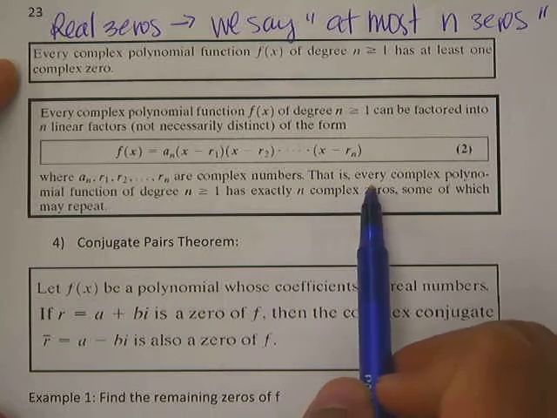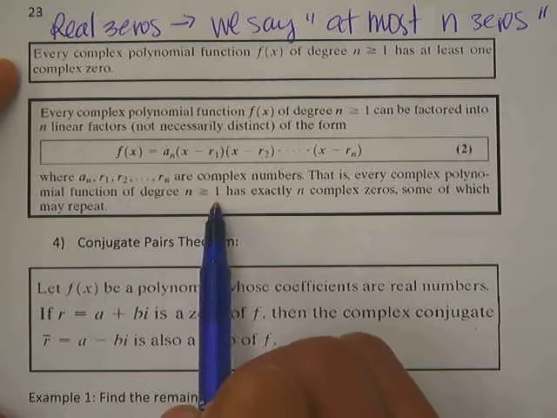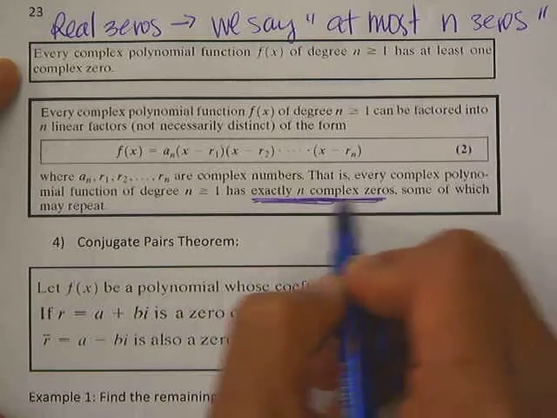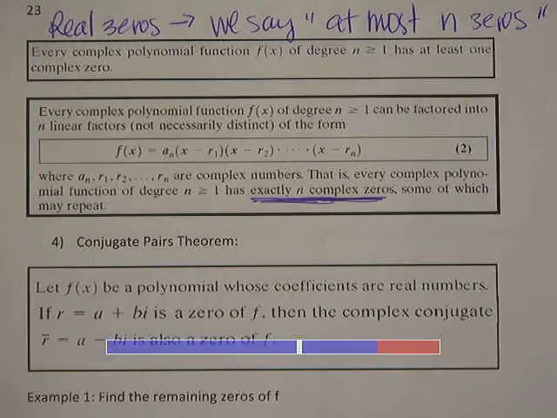That is, every complex polynomial function of degree n, when n is greater than or equal to 1, has exactly n complex zeros, some of which may repeat. This is so important. So what does that mean?